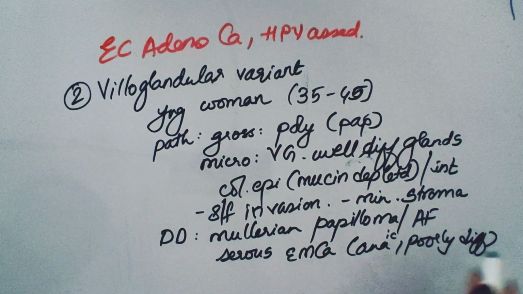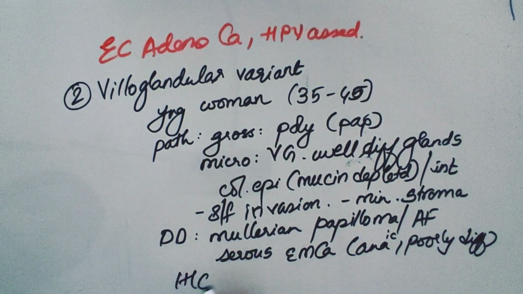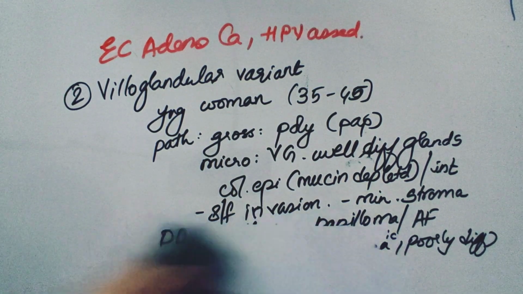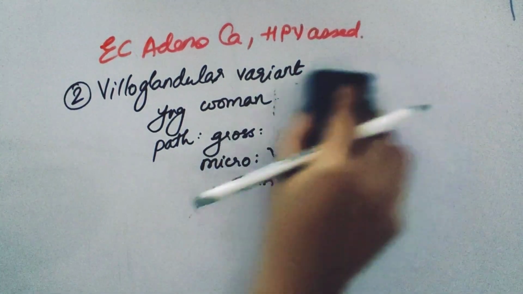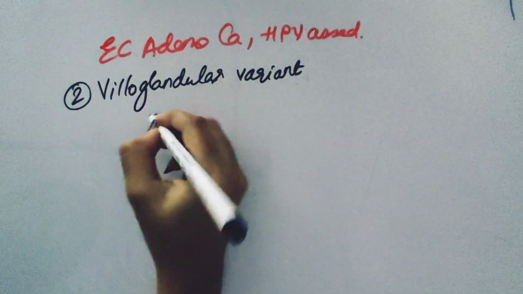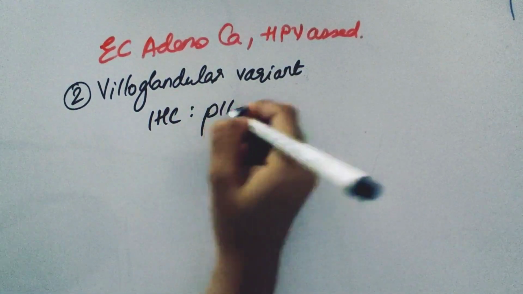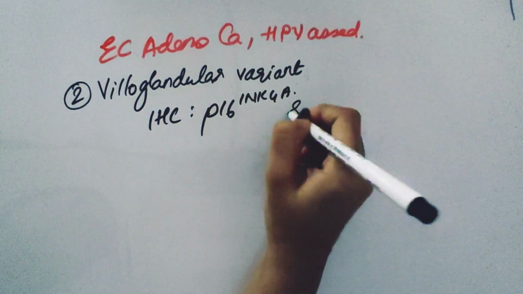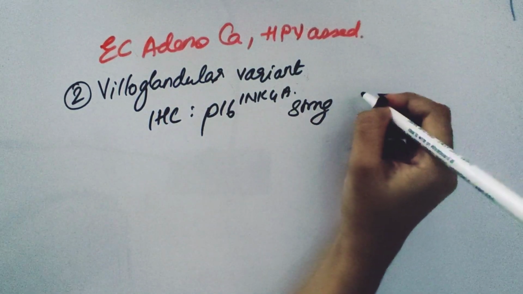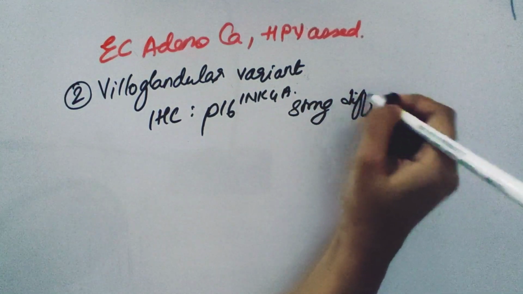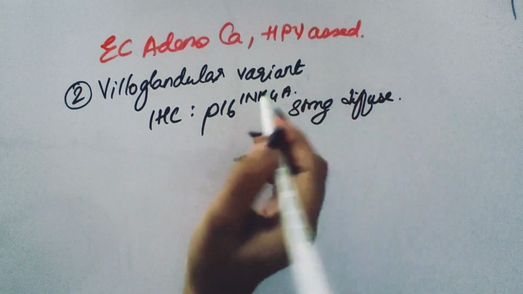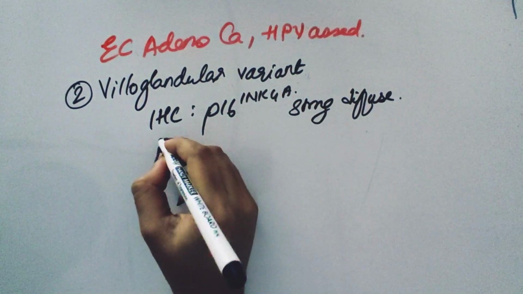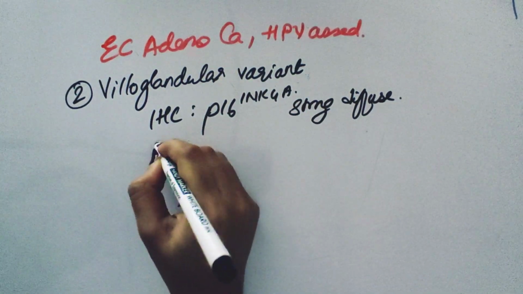And then IHC, obviously I said, but we can discuss it once more. I'm going to revise it. The IHC we will be telling about is P16 INK4A, which will be strong and diffuse, and which will be focal only in endometrial carcinoma. And this applies not only to villoglandular, but for all the HPV associated endocervical adenocarcinoma. And there will be HPV genotyping.